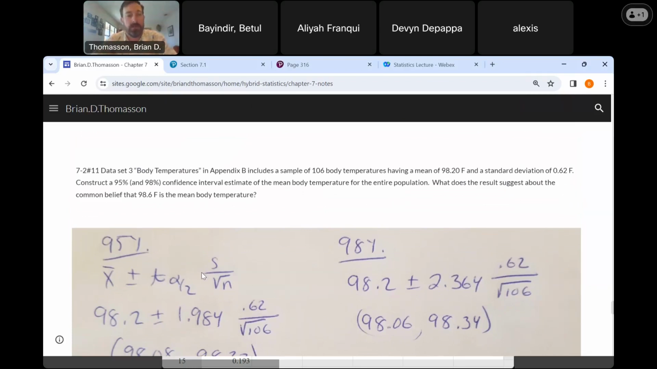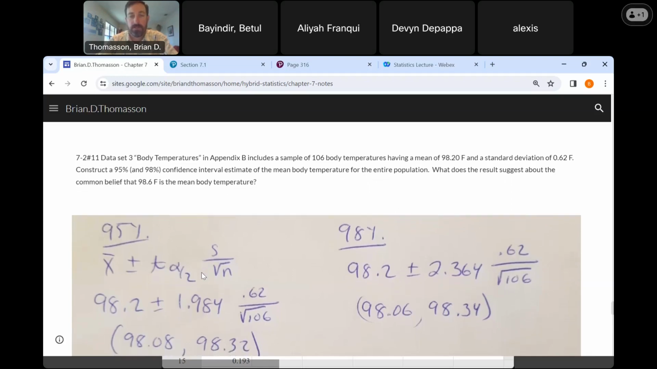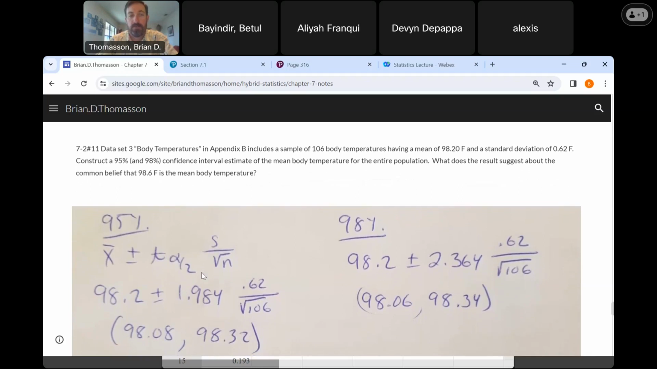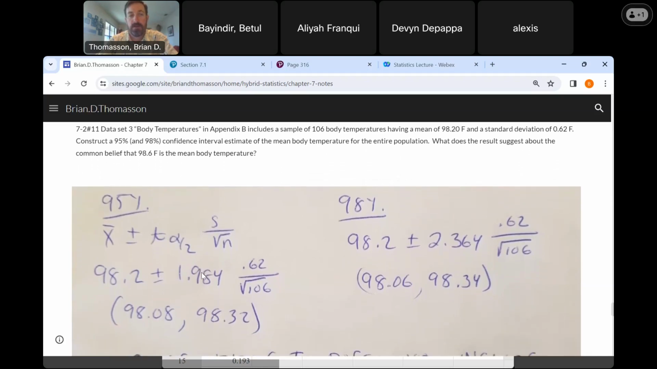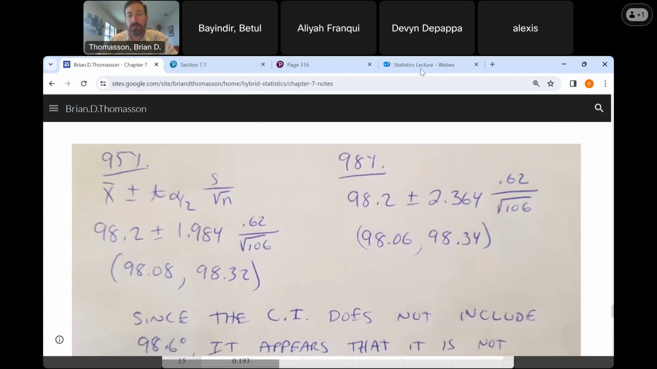Number 11 says data set 3, body temperatures of Appendix B, includes a sample of 106 body temperatures. So that's our N, having a mean of 98.2 and a standard deviation of 0.62. Construct a 95 and a 98% confidence interval estimate for the mean body temperature of the entire population. And then there's a follow-up question: what does the result suggest about the common belief that 98.6 is the mean body temperature? All right, so I have these side by side.